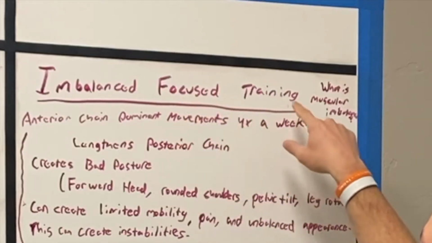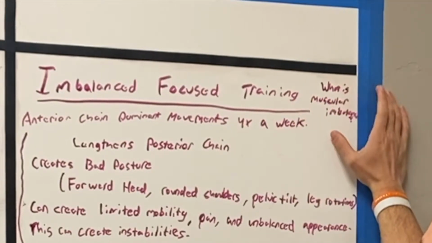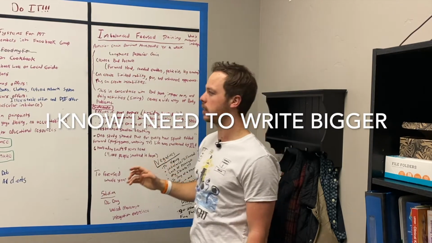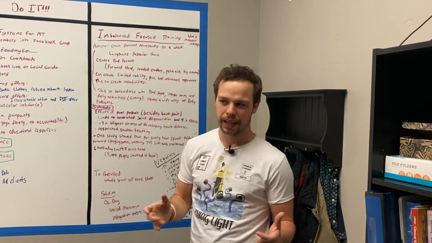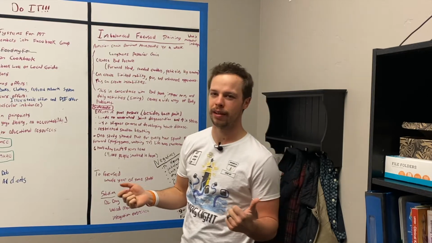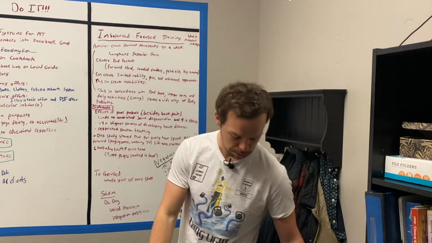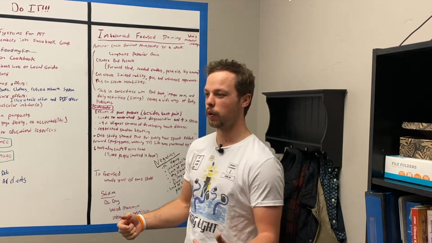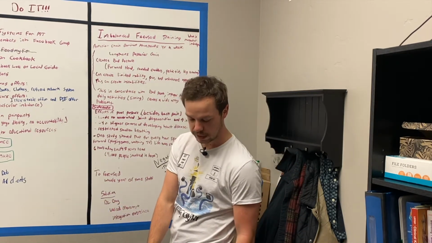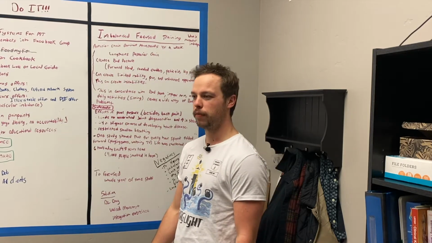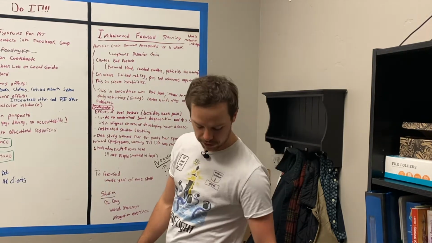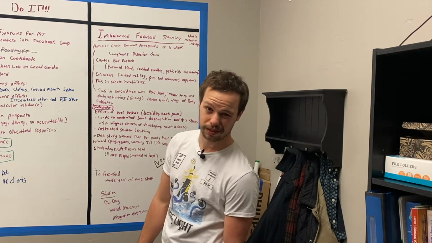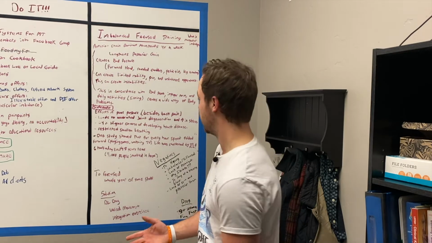So, imbalance-focused training. What is muscular imbalance? That's what we're going to talk about today. Muscular imbalance is a discrepancy in the normal strength relationship between two muscles on opposing sides of the body, okay? So, a typical ratio for quads to hamstrings is about 50 to 80%. So you'll have 50 to 80% of the strength in your hamstrings relative to your quads. Does that make sense? Hopefully it does.